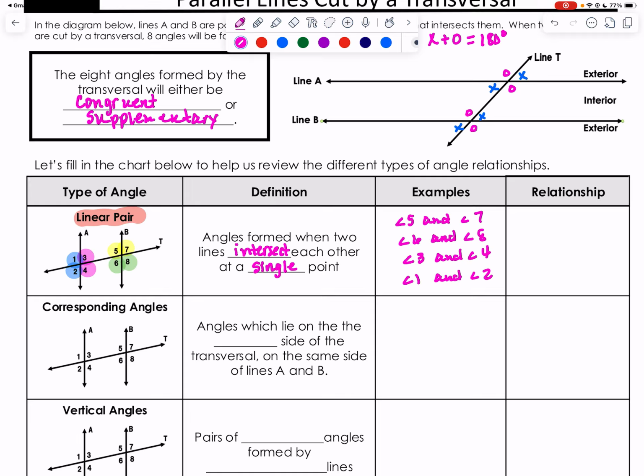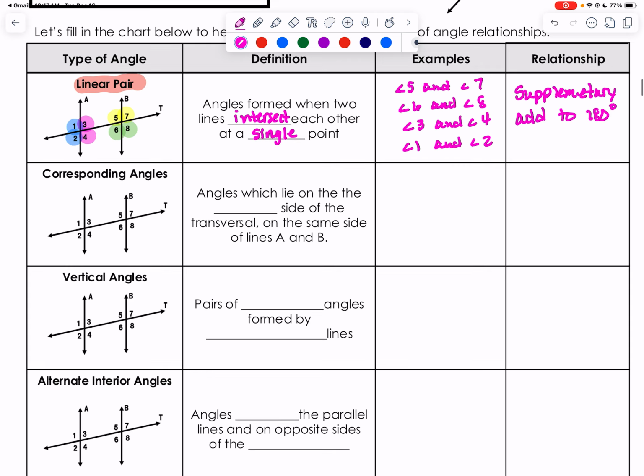But the relationship between all linear pairs is that they are supplementary to each other. Supplementary. Which means, if you remember, they add to 180 degrees. All right? Now, corresponding angles.